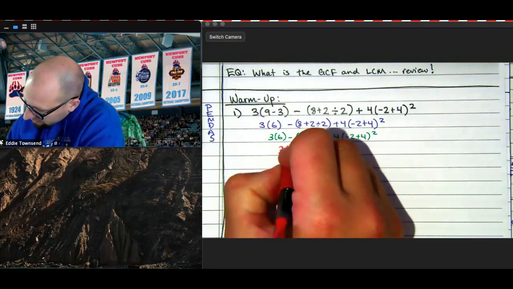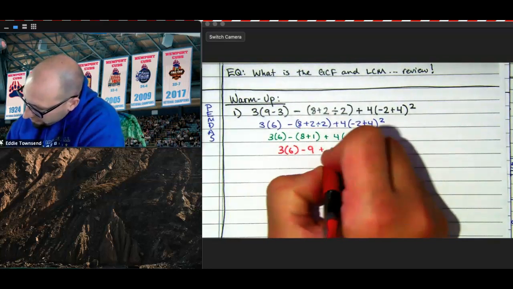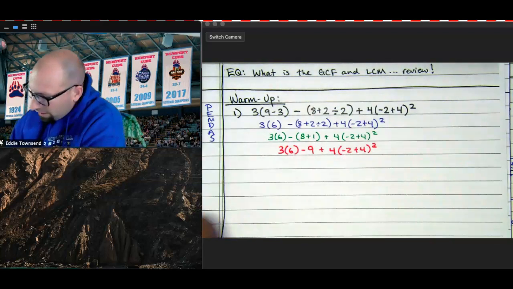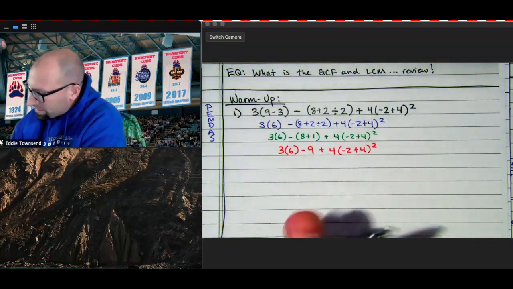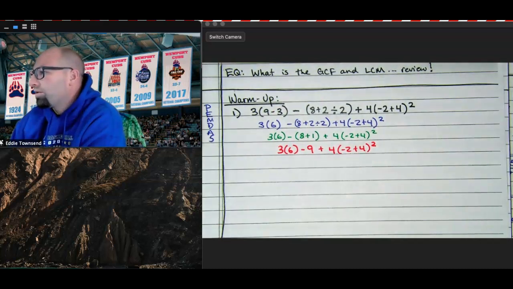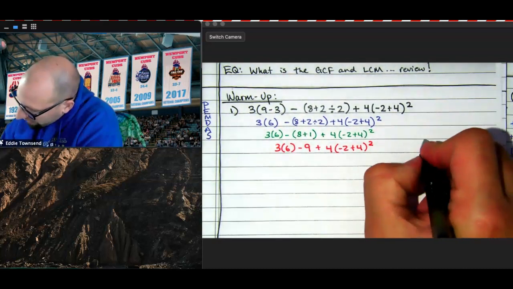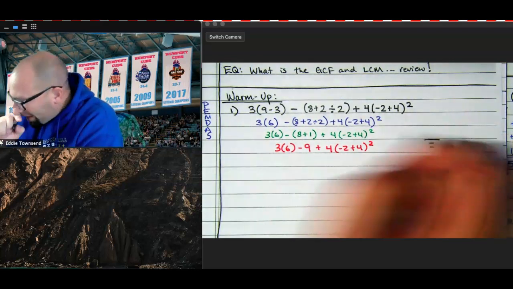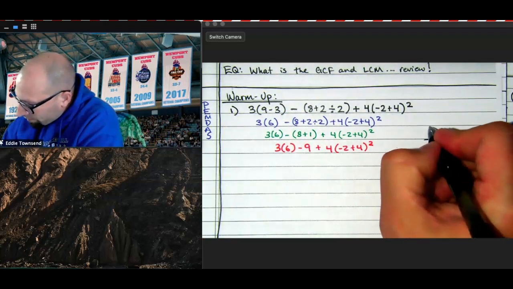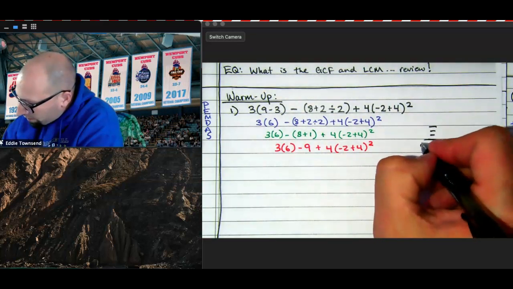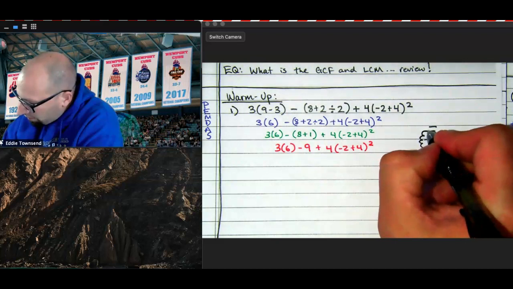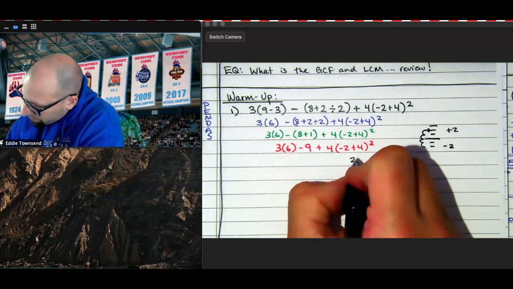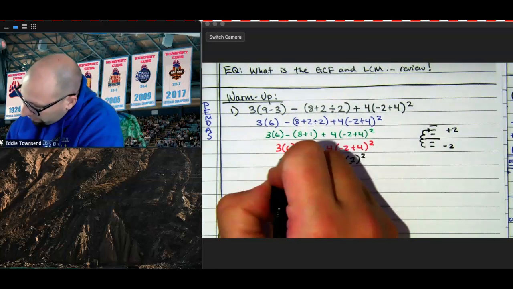So 3 times 6 minus 9 plus 4, negative 2 plus 4 squared. So now what we're going to do is what's inside that last parentheses, which is negative 2 plus 4. What I like to do is, let's say I start at negative 2, so I'm down here at negative 2, and then I'm going to go up 4. So I go up 1, 2, 3, 4. Where am I? I'm at positive 2. So it's going to be positive 2 squared. And then everything else comes down.